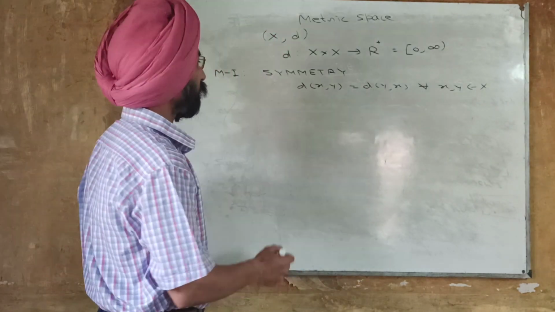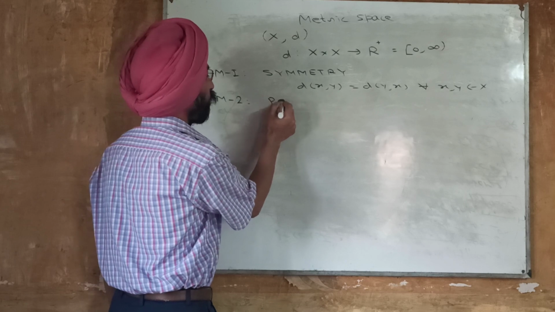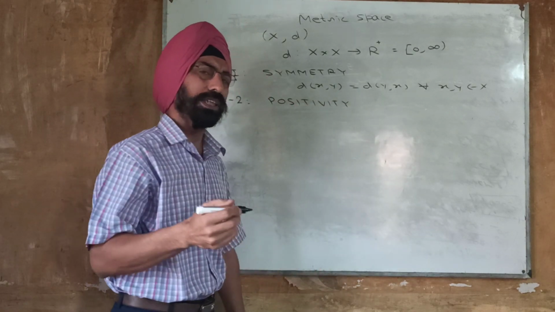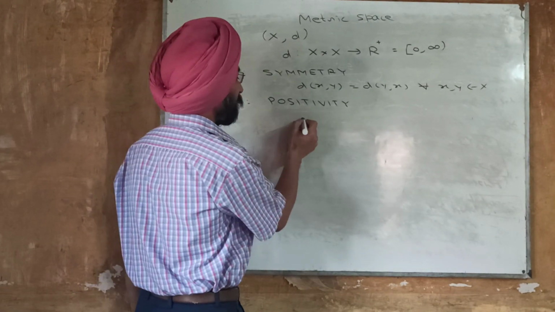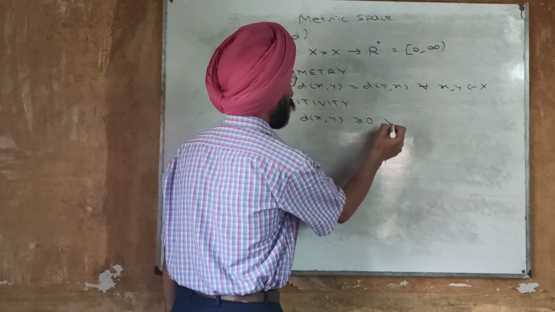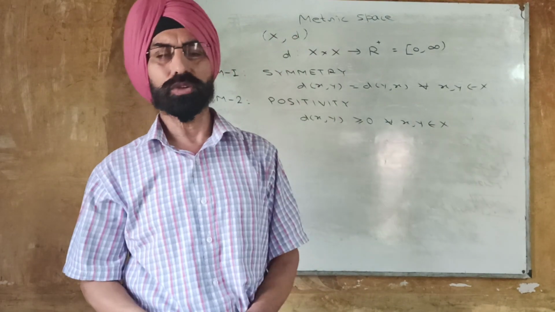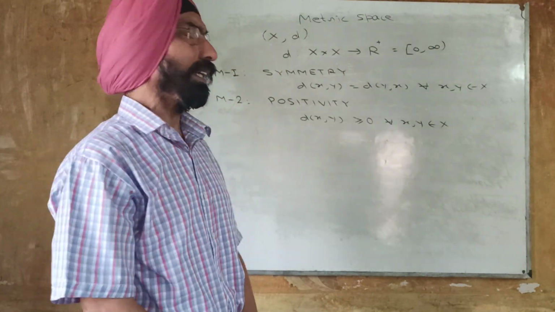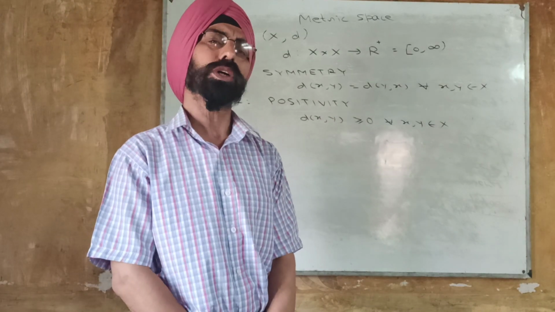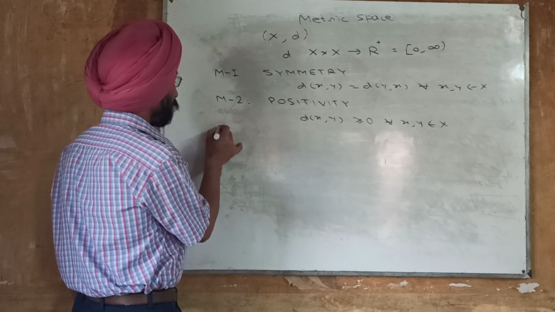The second property, M2, is the positivity. So what is the positivity property? It states that D of xy is always greater than or equal to 0, whatever the values of x and y from the set X. So for every 2 points x and y from the set X, D of xy will be greater than or equal to 0.